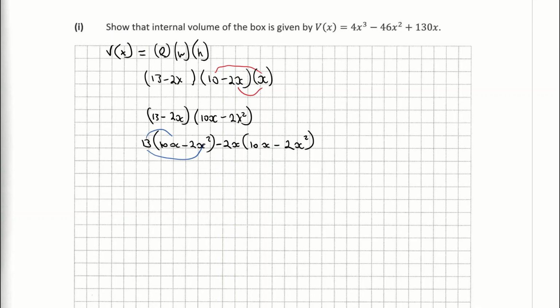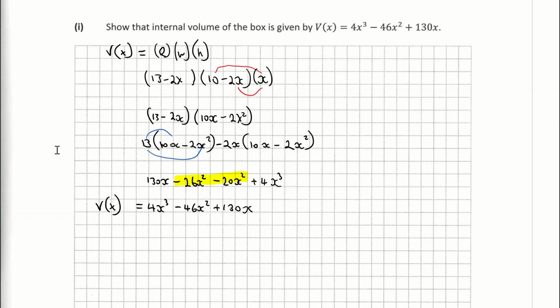So 13 multiplied by 10x becomes 130x. 13 multiplied by 2 gives me minus 26x squared. 2x multiplied by minus 10x gives me minus 20x squared. And minus by minus gives me a plus. 2 by 2 is 4. x by x squared is x cubed. If we arrange it in order of the highest degree, that is giving me 4x cubed minus 46x squared when I put the x squareds together, and then plus 130x. And that's basically what they wanted. So that's the volume of my box in terms of x.